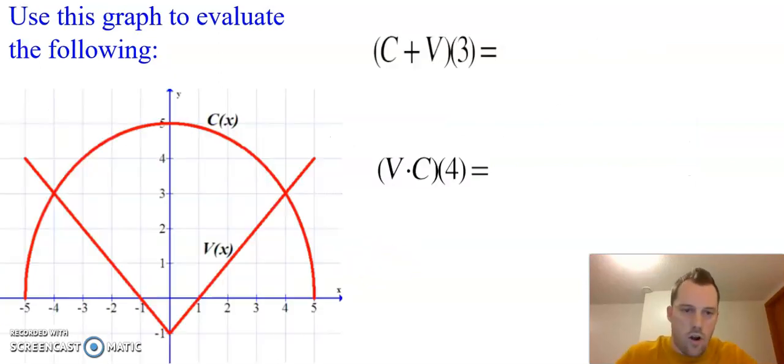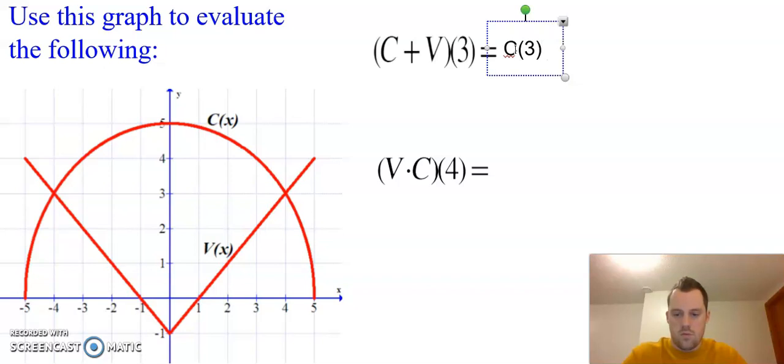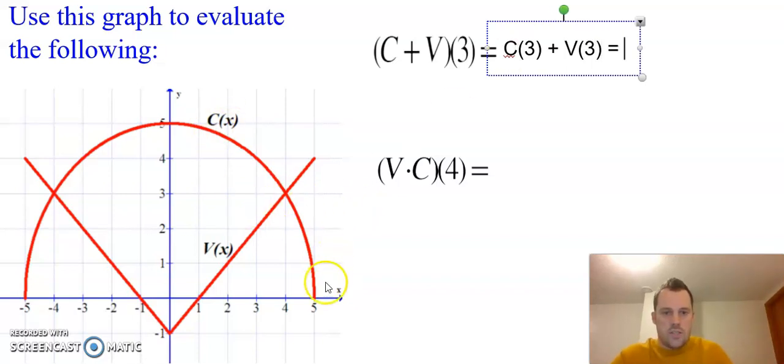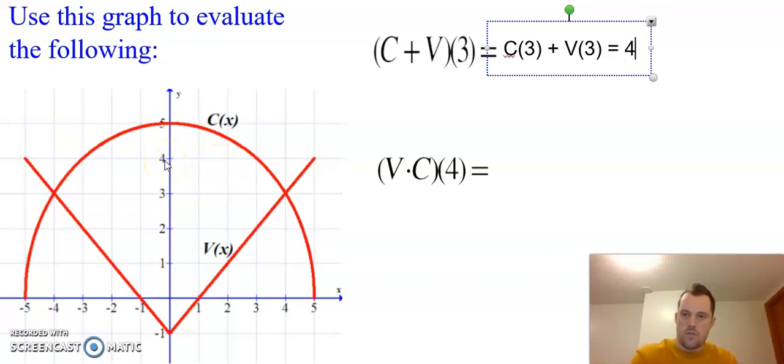So now for a graph, it's going to be very similar. We want to break this down into our functions. Again, try it on your own first. So it's going to be c of 3 plus v of 3. Okay. So on our c function, that's this half circle. Our input is always our x value. So at x equals 3, our y value is 4. So c of 3 is 4.